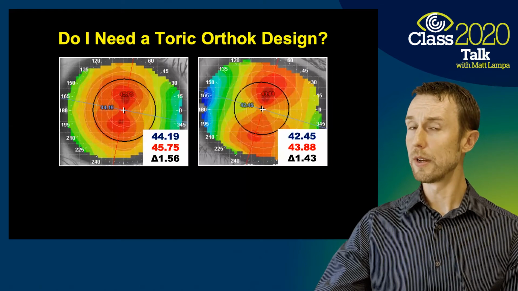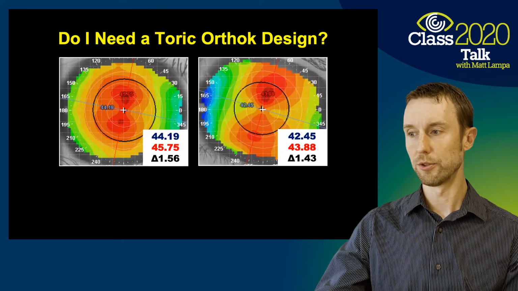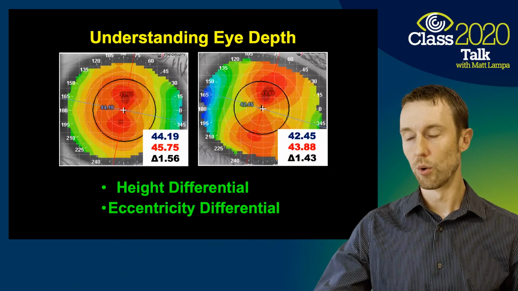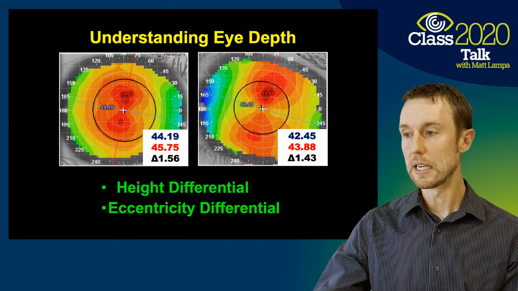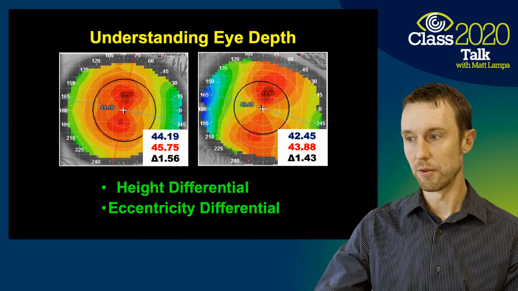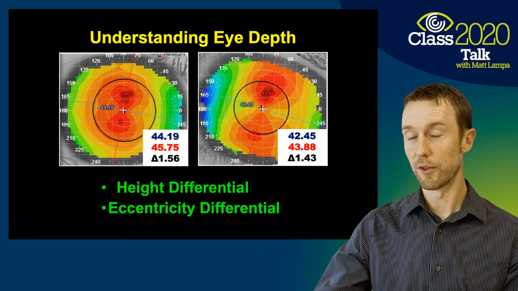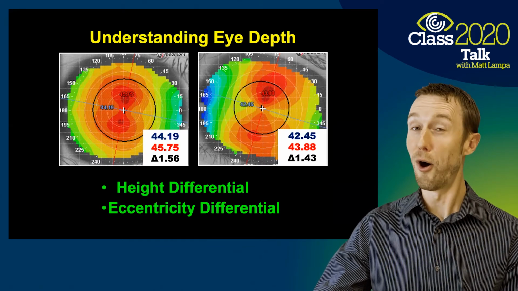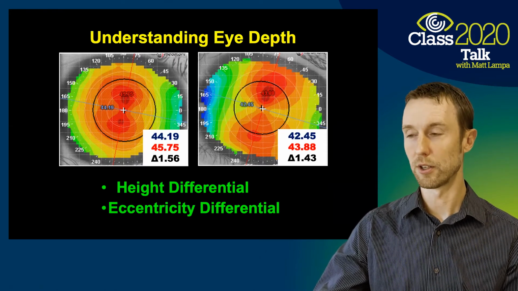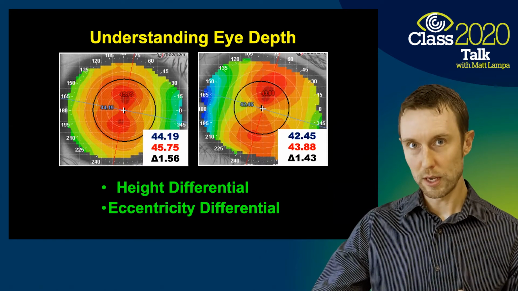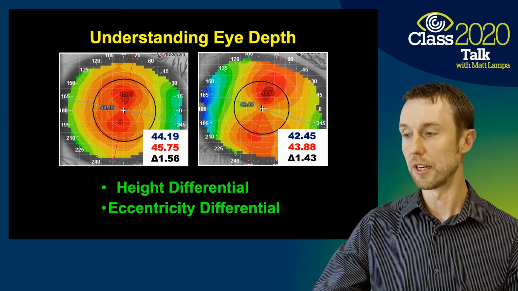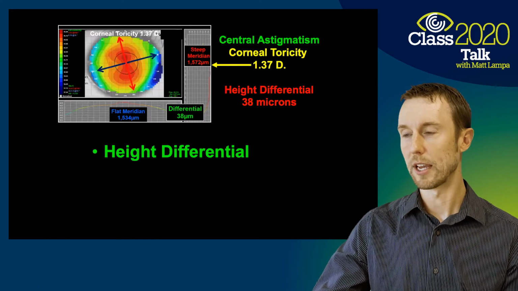Well, at what point do we need a toric orthokeratology lens? Is there something that we can pull out of this height differential, or is there something even within eccentricity, or is it purely just a dioptric value amount? Well, I think for the moment, what we're going to say is that all three of those values have utility. All three of them give us clues in terms of corneal astigmatism difference, height differential, and eccentricity differential. But let's look at it more carefully.